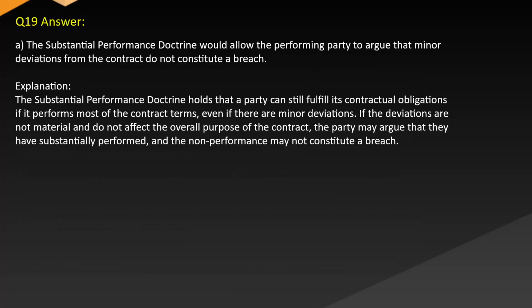Answer: A. The substantial performance doctrine would allow the performing party to argue that minor deviations from the contract do not constitute a breach. Explanation: the substantial performance doctrine holds that a party can still fulfill its contractual obligations if it performs most of the contract terms, even if there are minor deviations. If the deviations are not material and do not affect the overall purpose of the contract, the party may argue that they have substantially performed, and the non-performance may not constitute a breach.